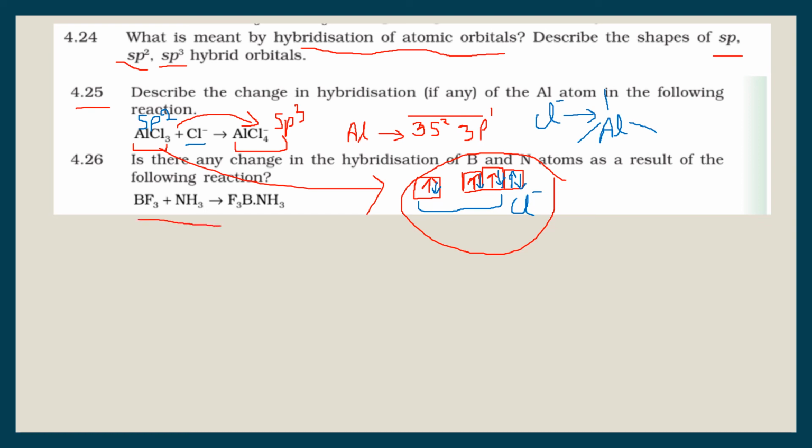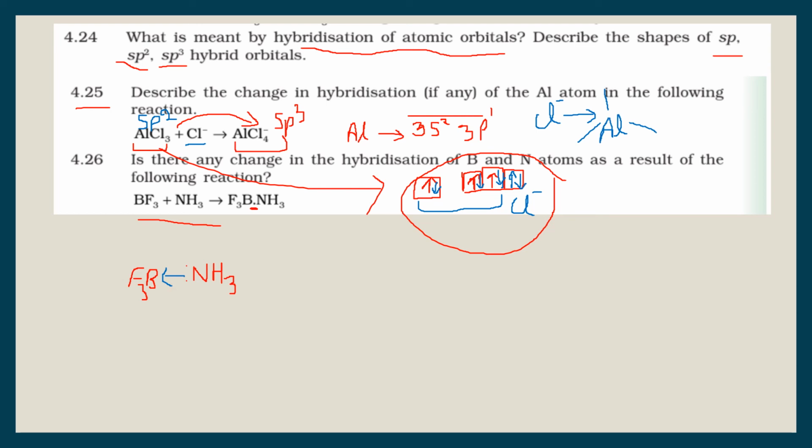BF3 reacting with ammonia and making BF3 dot NH3. Whenever you have this kind of representation, that means a coordinate bond. And we very well know that boron has incomplete octet in BF3, and ammonia, nitrogen in ammonia has a lone pair. So when you mix them together, nitrogen which is having a lone pair can easily offer it for sharing, coordinate bond. Nitrogen is not donating its lone pair, it is offering it for sharing.